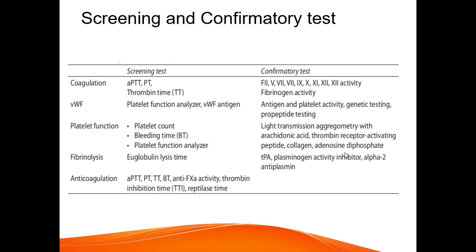So basically, what tests do you do? If you have a bleeding patient, we do a CBC, which includes a platelet count, do a peripheral smear, and PT-PTT, fibrinogen, and FDP. These are the basic tests trying to diagnose what is the pathology.